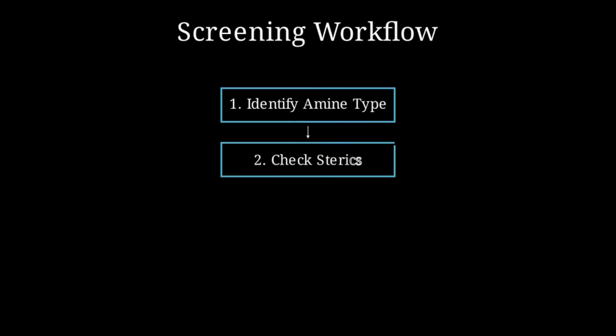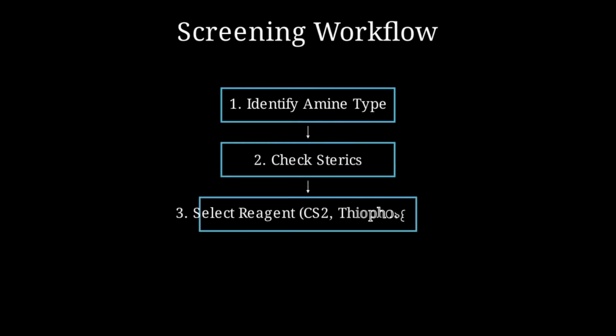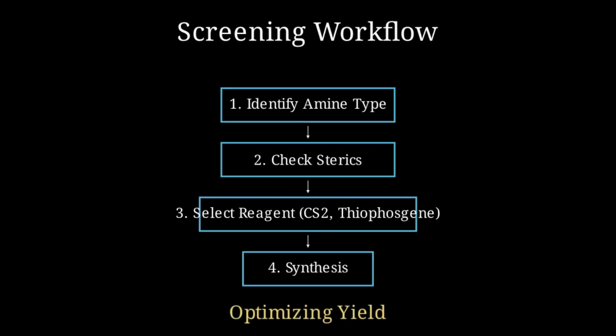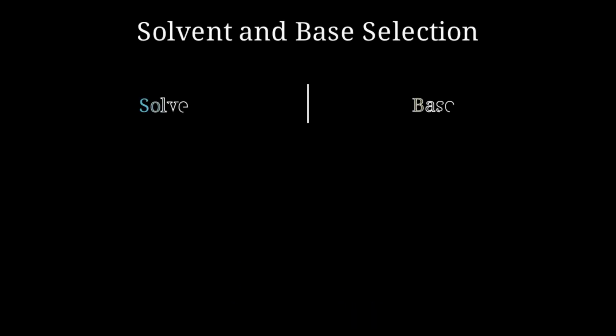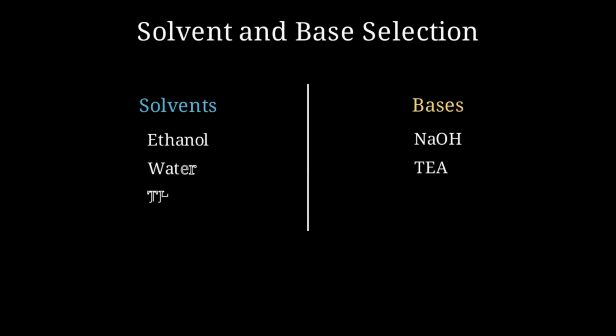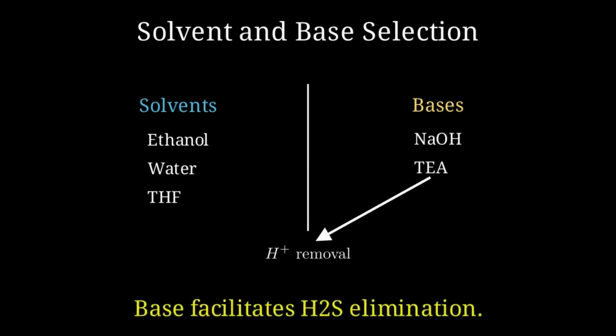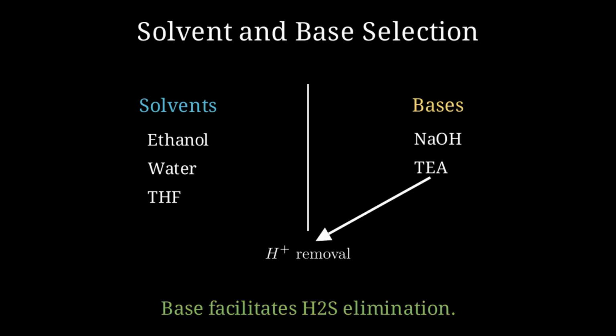When screening amines for synthesis, chemists first determine the substitution level. Once a primary amine is confirmed, they assess steric bulk and electronic effects to choose the best reagent, such as carbon disulfide or the more reactive thiophosgene. The choice of base is a critical constraint. A base is required to strip away the protons during the reaction. If the base is too weak, the reaction stalls. If the solvent is incompatible, the amine may not dissolve, preventing the reaction entirely.